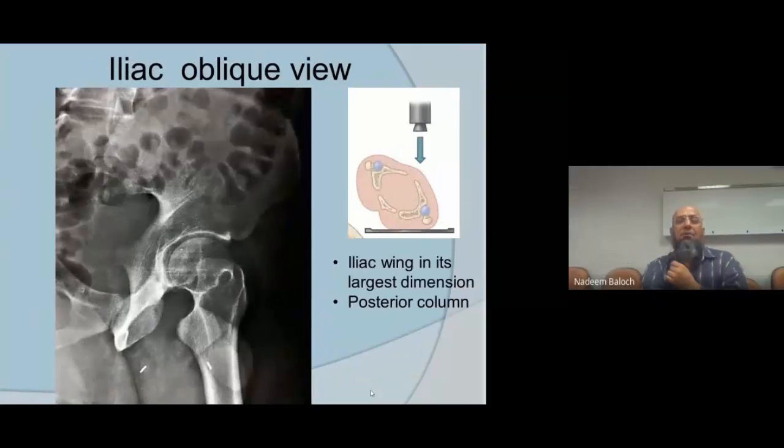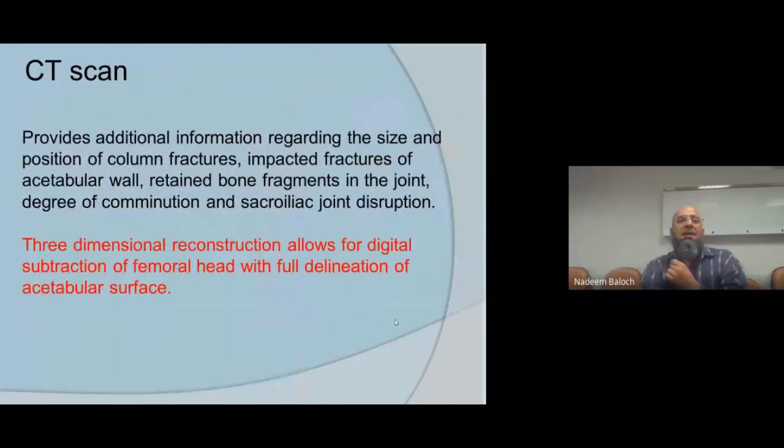In the iliac oblique view, you can see the iliac wing in its largest dimension, and we can see the whole of the posterior column. CT scan provides additional information regarding the size and position of the column fractures, its impact on the acetabular wall, the retained bony fragments, and the degree of comminution and sacroiliac disruption. So this tells us about the type and the planning of surgery.